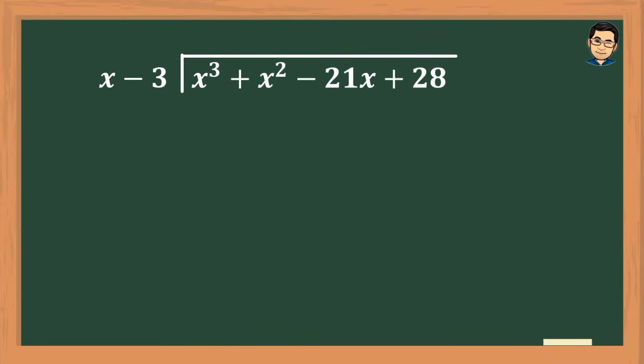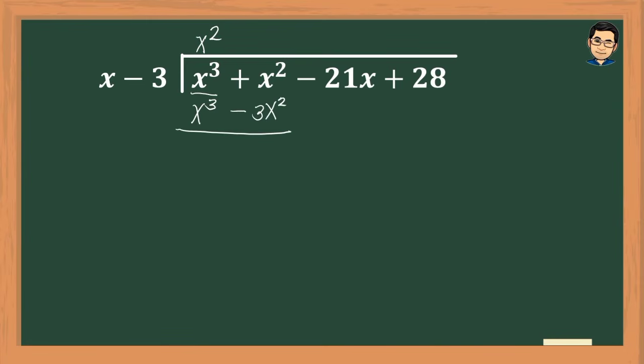So, x cubed divided by x, that is x squared. So, subtract po natin yung exponents. 3 minus 1, that is 2. And then ibalik natin, x squared times x, that is x cubed. X squared times negative 3, that is negative 3x squared.